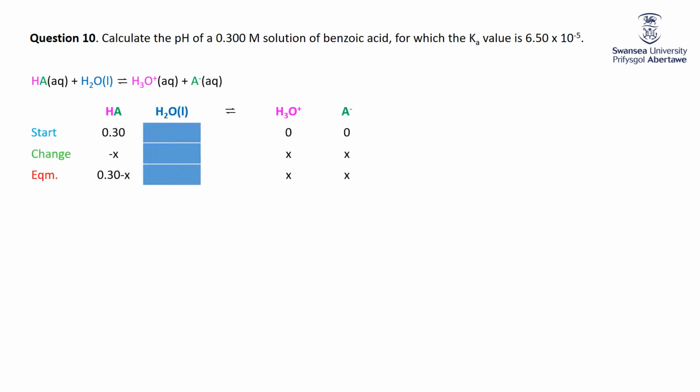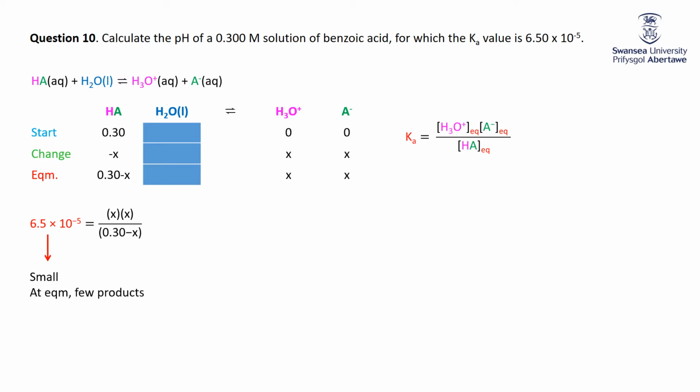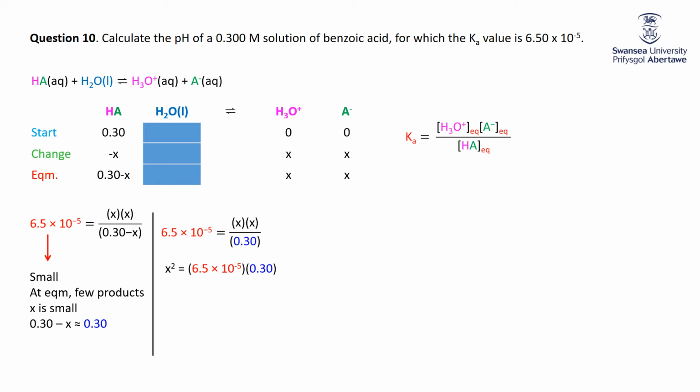Set up the SCA chart, 0.3 molar benzoic acid there, usual format. Throw it into the K value. And so we get K, 6.5 times 10 to the minus 5, equals x times x, those x's there, divided by 0.3 minus x, that there. Again, 6.5 times 10 to the minus 5, pretty small. At equilibrium, therefore, few products, thus x is small. So in this case, 0.3 minus x is about 0.3. Substitute that in, multiply it out, and we get x is 4.42 times 10 to the minus 3.